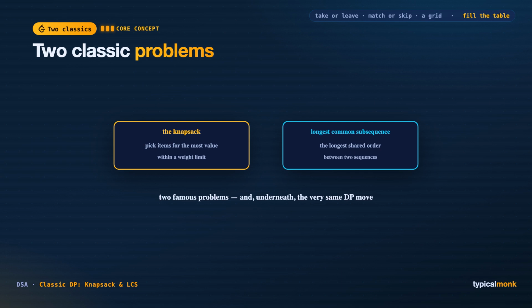By the end, you will see that if you can solve one of these, you can solve the other, because they are the same shape of solution wearing different clothes. That is the deeper skill, not memorizing two problems, but recognizing one method that solves them both, and many more.